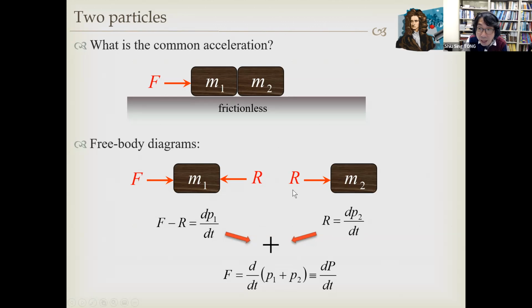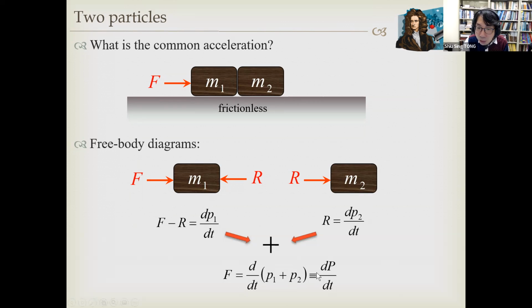The internal forces cancel. And so what we find next is the following. We find that the total force acting on the system is equal to the rate of change of P1 plus P2. Not just P1, and not just P2, but the rate of change of the sum of P1 and P2. We can call this sum the total momentum, capital P. So here we have a very interesting form of Newton's second law.